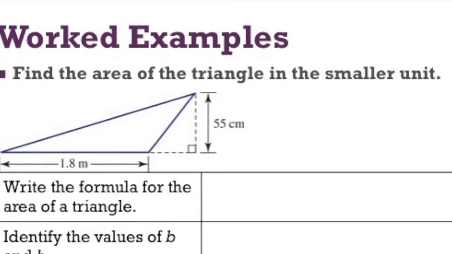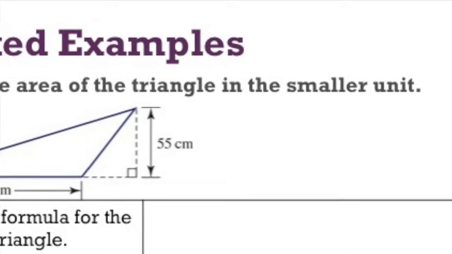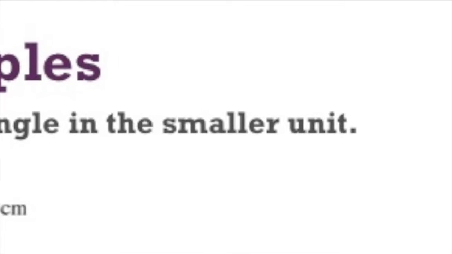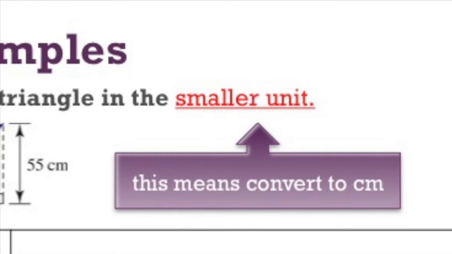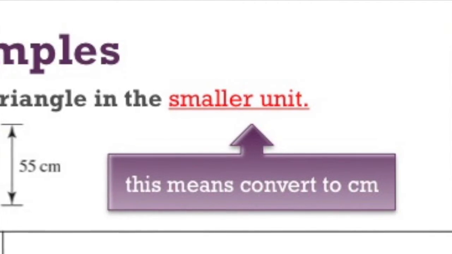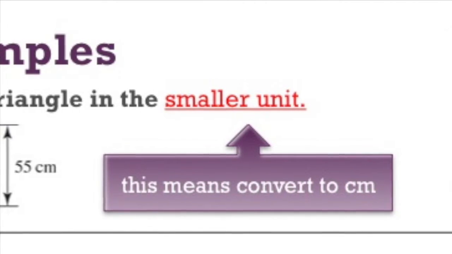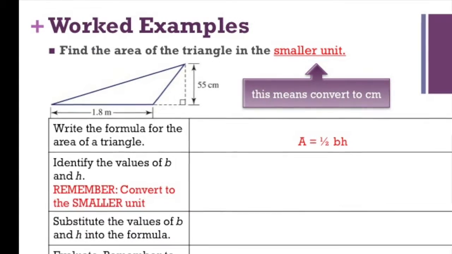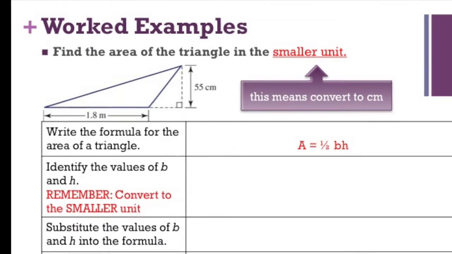The next shape that we're looking at is obviously a triangle, and you'll notice by the right angle that it is a right angle triangle, so we can use a measurement with perpendicular height. In the question, it asks you to convert it to the smaller unit. The smallest unit from metres and centimetres is obviously centimetres.